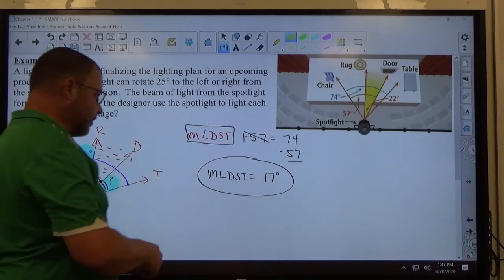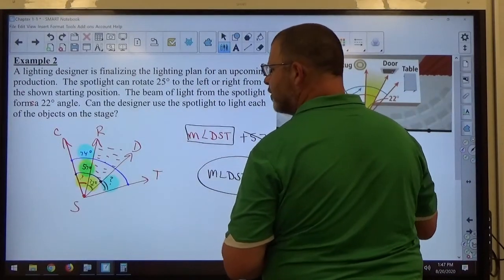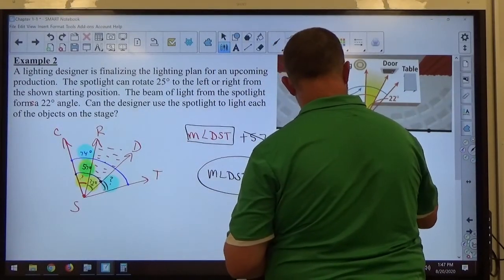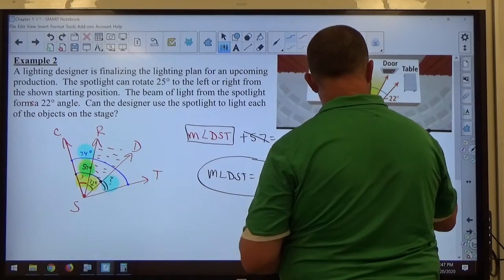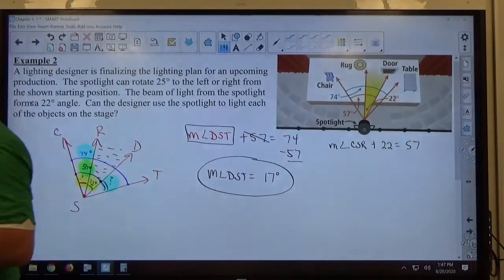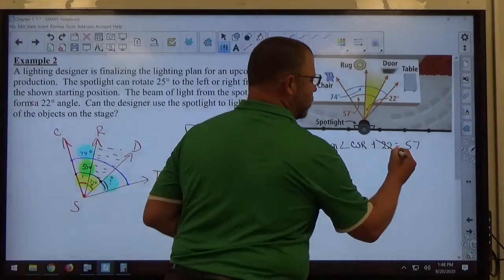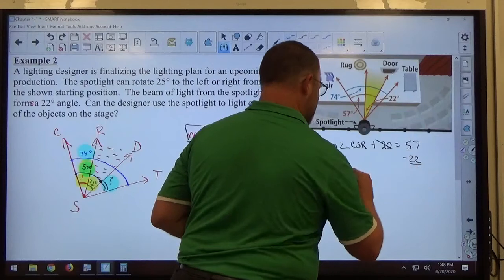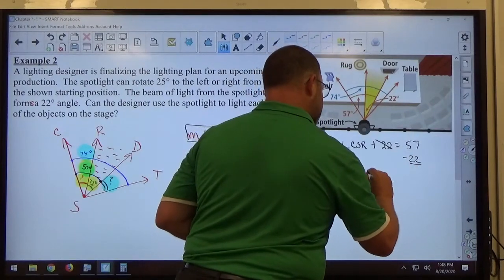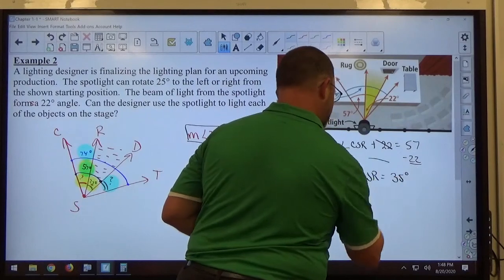So it looks like this. It's going to be the measure of angle CSR plus 22 degrees is equal to 57 degrees. Again, measure of angle CSR is the variable. We want the variable by itself, so everything else moves to the other side. So I'm going to chop the 22, move to the other side, becomes minus. The measure of angle CSR is equal to 35 degrees.